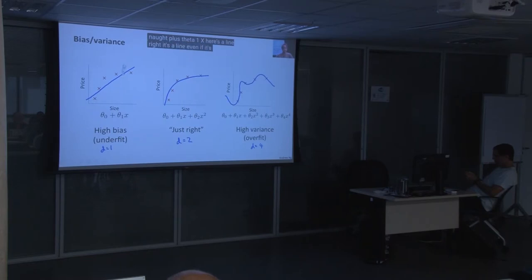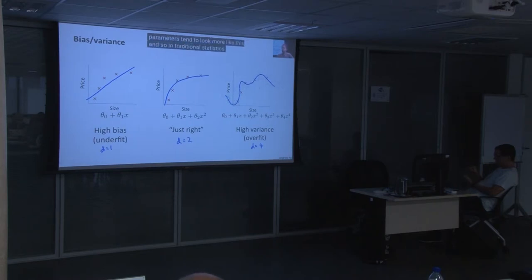Right? It's a line, even if it's got Greek letters, it's still a line. So here's a second degree polynomial, a plus bx plus cx squared, a bit of curve, right? And here's a high degree polynomial, which is curvy as anything. So models with more parameters tend to look more like this.